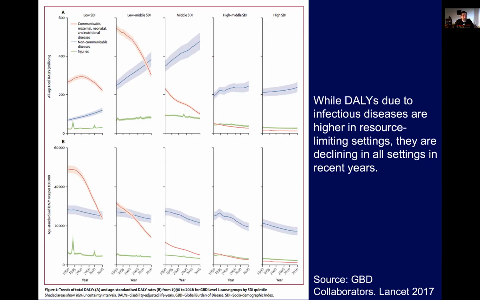And the point of this slide, which really is showing trends over time in age standardized disability adjusted life years, looking at different settings from low socioeconomic development index to high, mainly here to show that while DALYs due to infectious diseases are higher in resource limited settings, they are at this stage declining in all settings in more recent years.